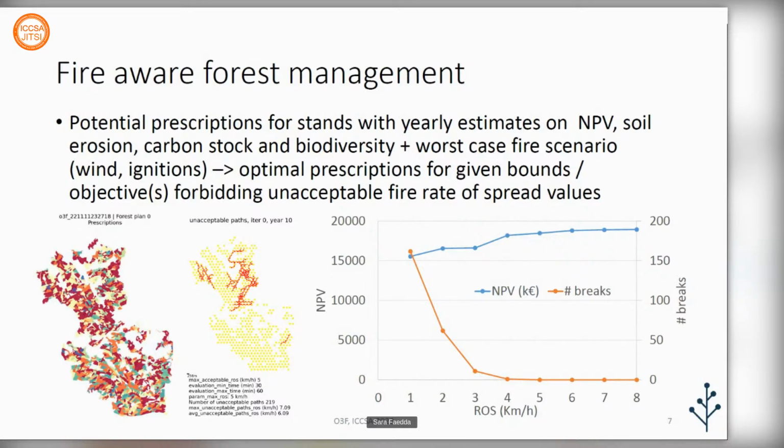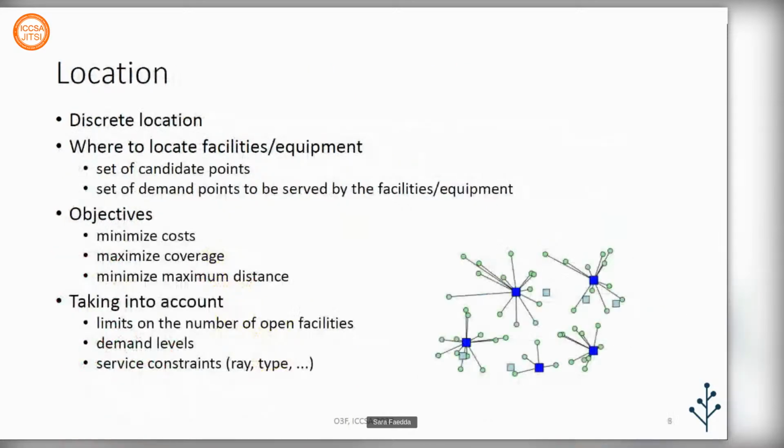Besides the net present value shown here, we also have other criteria that you may use. For instance, soil erosion, carbon stock, and biodiversity are the three that make the most sense in general when people think of forest management. So we can solve this problem, for instance, by maximizing the biodiversity, assuring that the net present value is not less than a given amount. Okay, going into location.